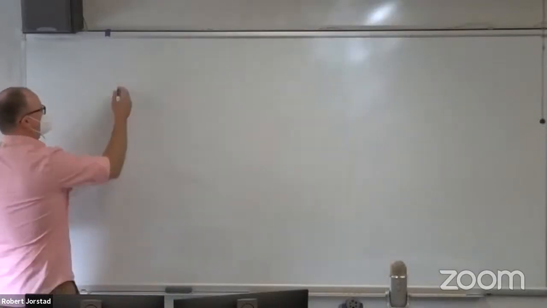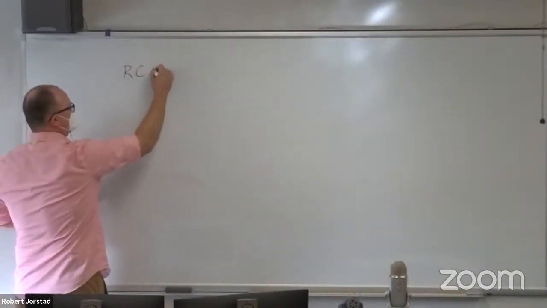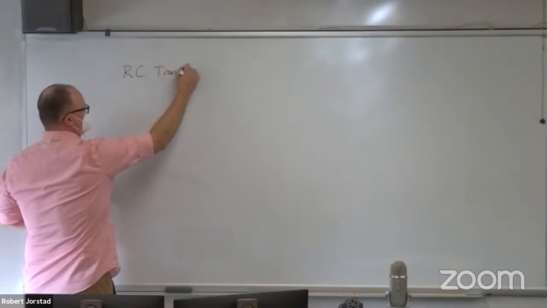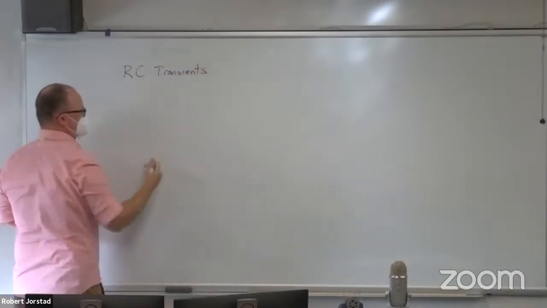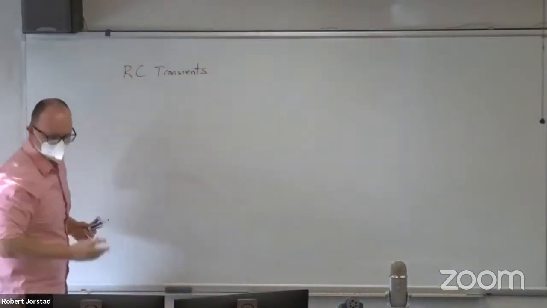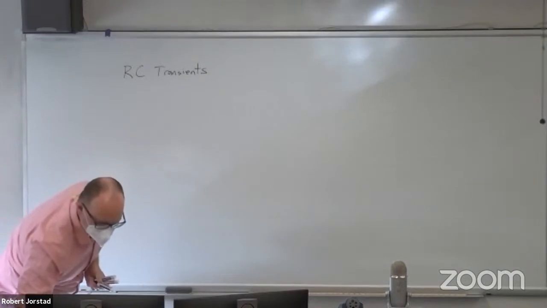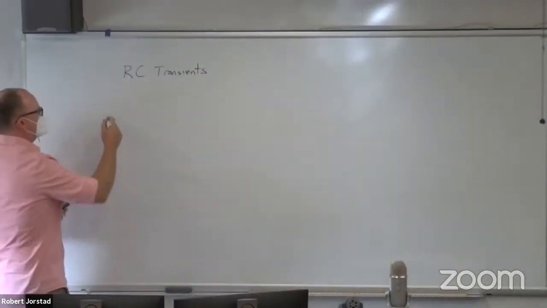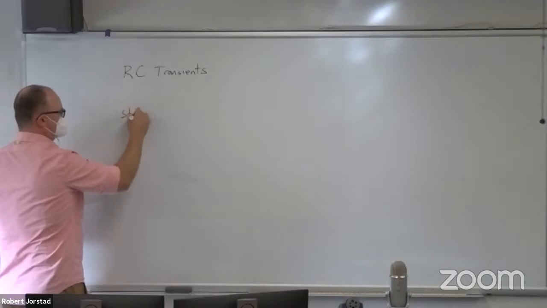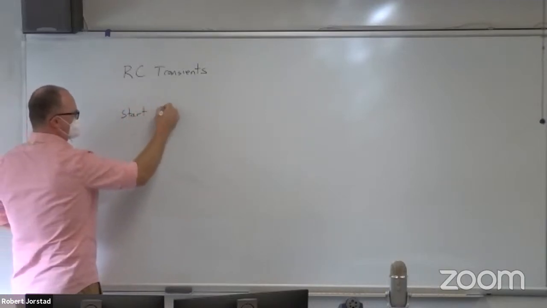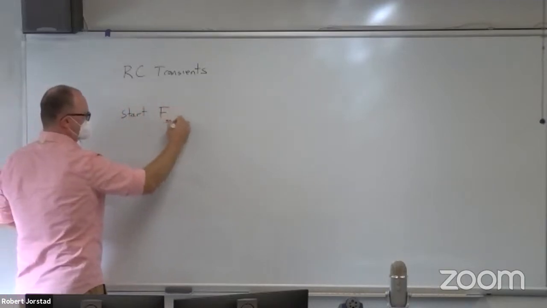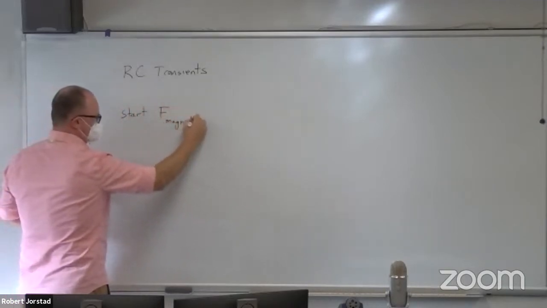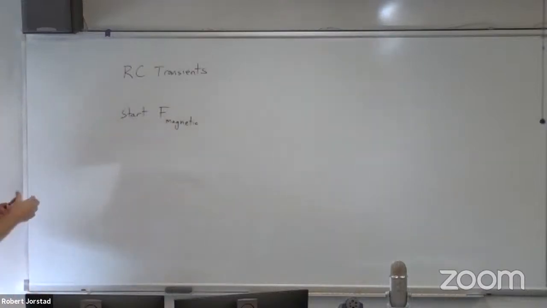So our goal for today, we want to finish RC transients. We're going to spend about an hour on that, maybe 45 minutes if I'm going slow. All right, and then we're going to start force magnetic. So we're going to start magnetism later today.